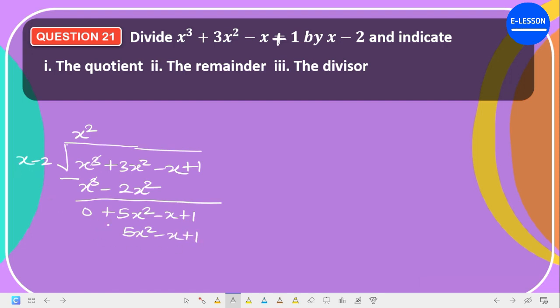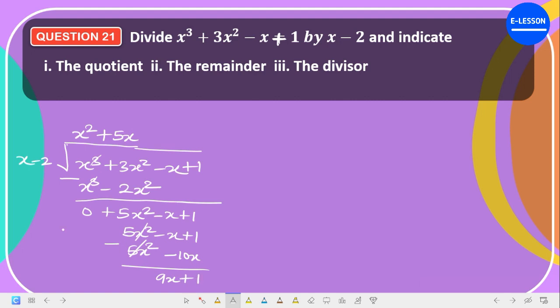Now the next one is, use this x to divide this 5x squared. Or 5x squared divided by x will give us what? Plus 5x. 5x times x will give us 5x squared. 5x times minus 2 will give us minus 10x. And then when we come here again, we subtract. This cancels this. You have minus x minus minus 10x. Minus minus 10x means minus x plus 10x. Minus x plus 10x is what? 9x. So everything there gives you 9x. And then you bring this one down again, plus 1.